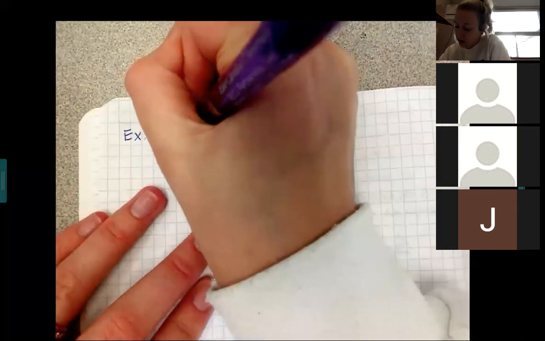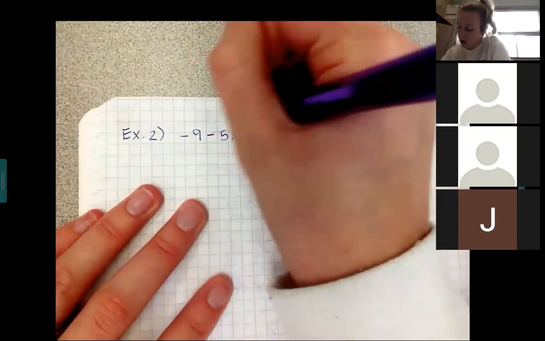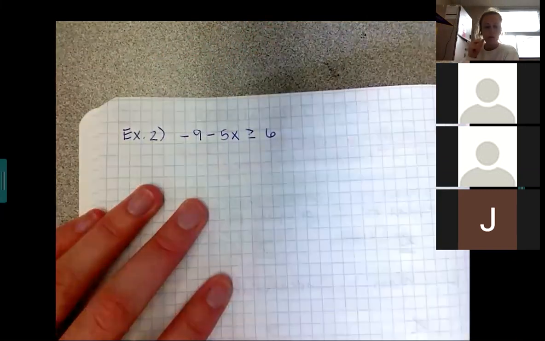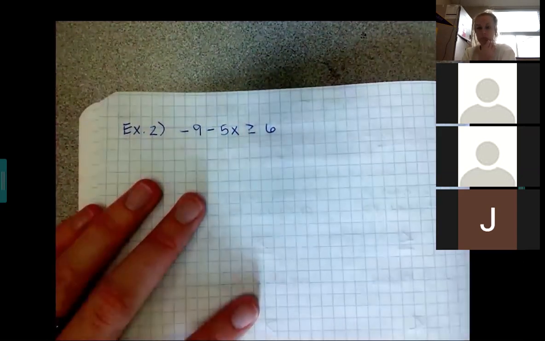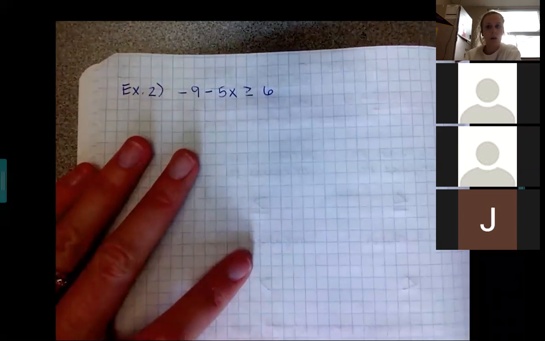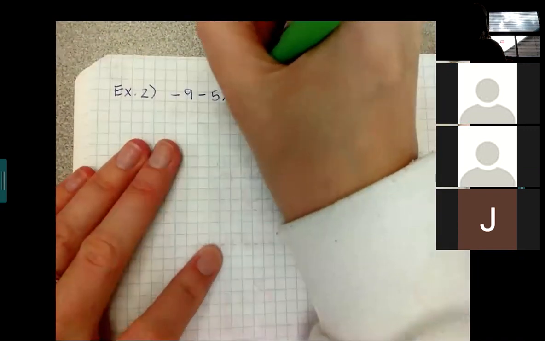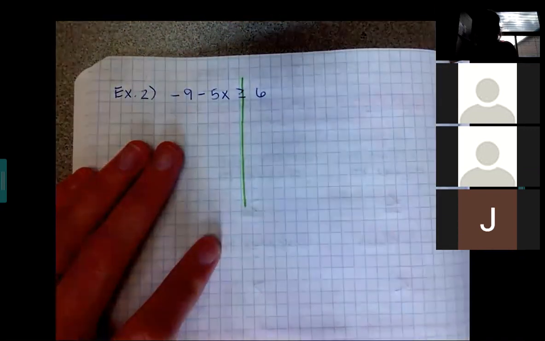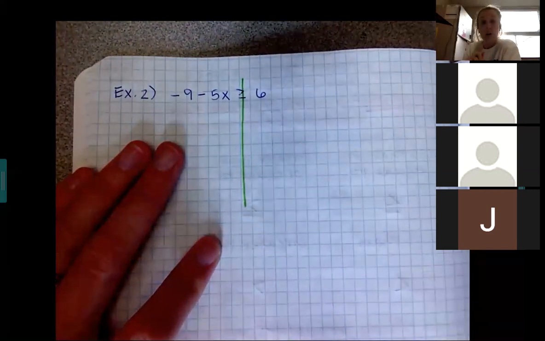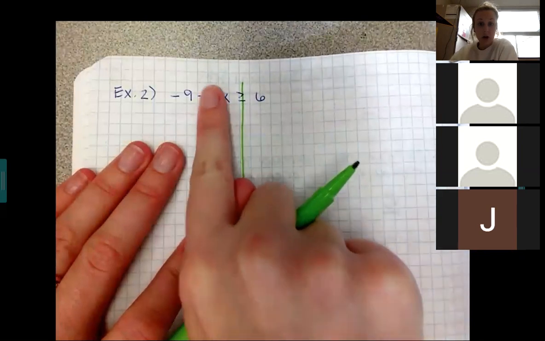I'm going to do this one. -9 minus 5x greater than or equal to 6. All right, y'all, what's my very first step? Draw the wall. Very good. So I'm going to draw my wall. What's step 2? Cover your variable. Good. Cover up the variable. So that would be the -5x, right? Yes. I'm going to cover it.